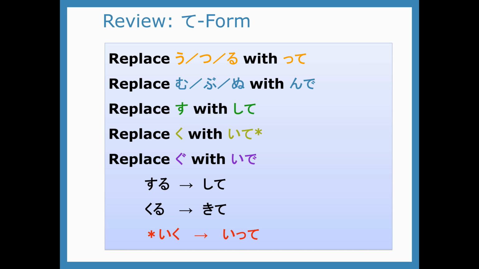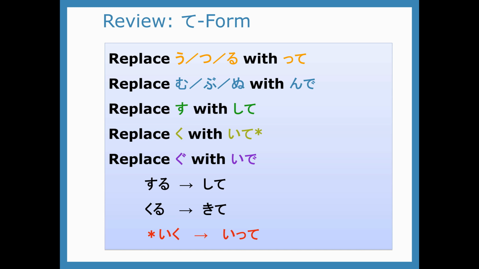For the ones that end in mu, bu, nu, we have to get rid of the last syllable and put nde. So for example, the te form of yomu is yonde. The te form of asobu is asonde. And the te form of shinu is shinde.